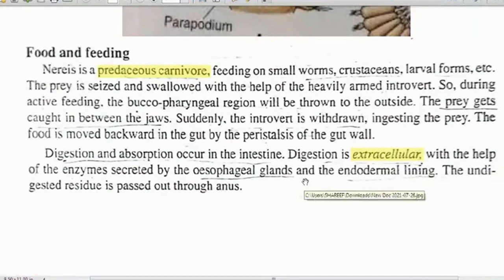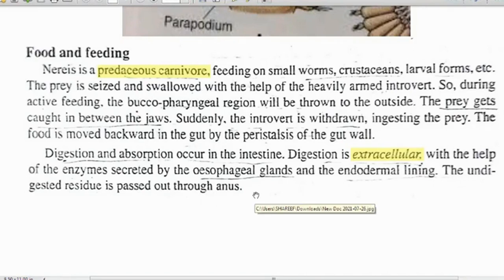So digestion occurs with the help of esophageal gland secretions, and after digestion the food is absorbed into the endodermal lining. The endoderm cells also secrete certain digestive enzymes in the intestinal region, and with the help of the enzymes secreted by these two structures, the esophageal glands and the endodermal cells, digestion occurs. After digestion, the digested food materials are taken into the endodermal cells in the intestine. Then the undigested residue is passed outside through the anus as fecal matter.